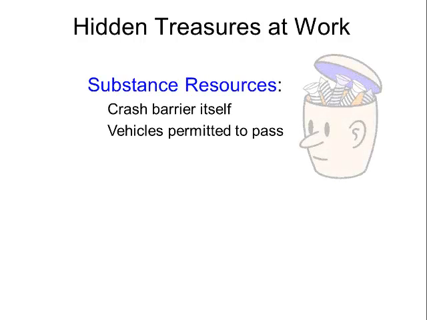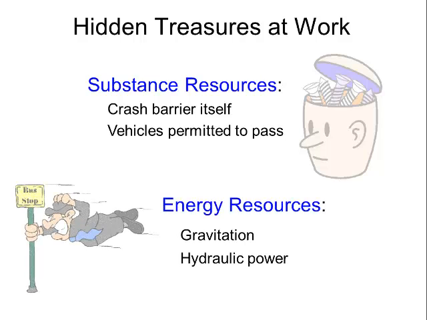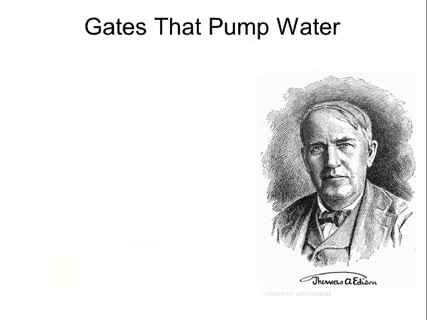You may recall that amongst all resources identified during our learning exercise, we have listed substance resources of the crash barrier itself and the vehicles permitted to enter, and energy resources of gravitation and hydraulic power. Considering these resources, the team came up with a solution similar to that which, according to some historians at least, the famous inventor Thomas Alva Edison deployed in his home to pump water.